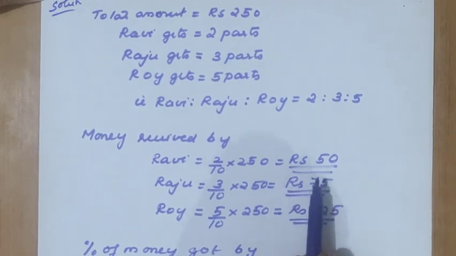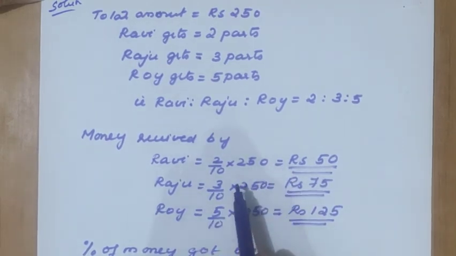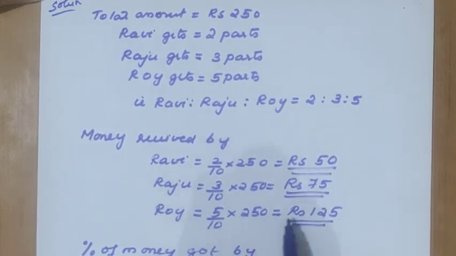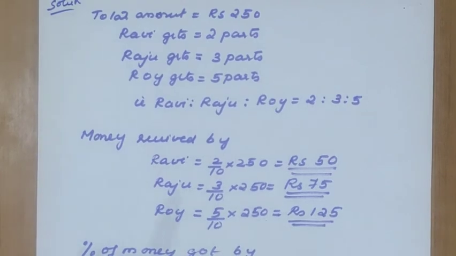Ravi got rupees 50. Similarly, Raju's share is 3, so 3 by 10 into 250 is equal to rupees 75. Roy, 5 by 10 into 250 is equal to rupees 125. Now we got that each receives money as rupees 50, rupees 75 and rupees 125.